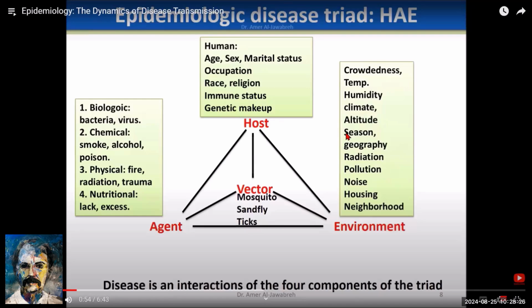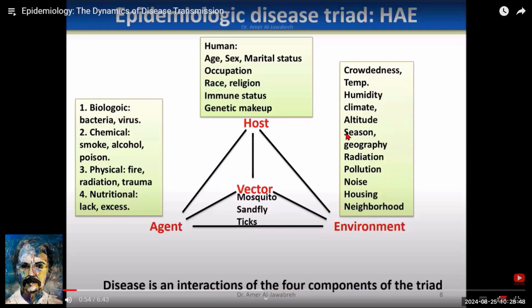More stressful. Yeah, even if you sleep, if you are living next to an airport, for instance, your brain is still awake. That's a problem. Housing, yes, good housing versus bad housing. Neighborhood, good neighborhood versus bad neighborhood. Yeah, stress, psychology, and this stuff.